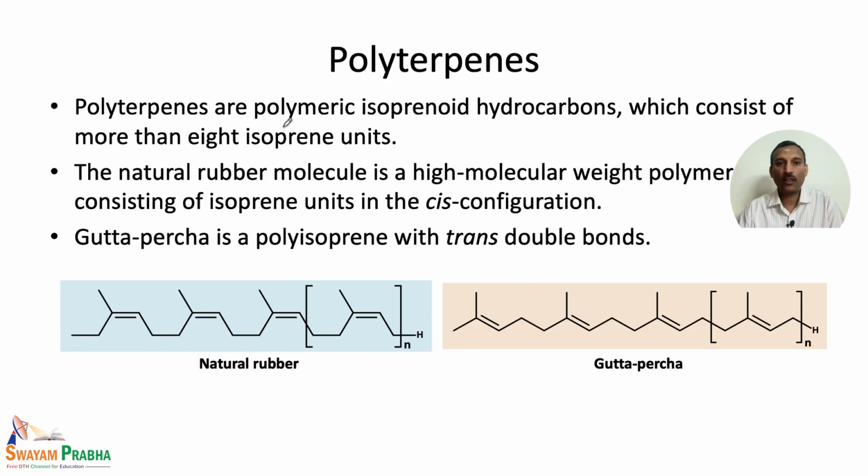The next one is the polyterpenes. Polyterpenes and polyterpenoids are isoprenoid compounds where more than 8 isoprene units are present. Natural rubber is a high molecular weight polymer, and here the isoprene units are connected in a cis configuration. Gutta percha is another polyisoprene compound which has a trans double bond. These are the two major types of polyterpenes which we encounter on a regular basis.